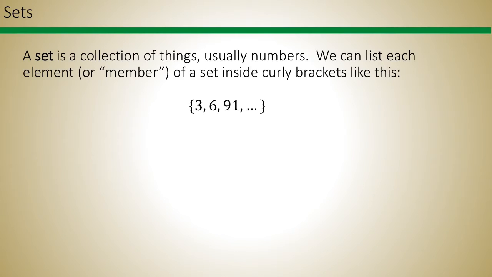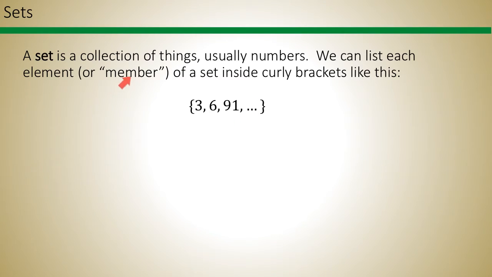Hello everyone, today we're going to be talking about set notation. So a set is a collection of things, which is usually going to be numbers, and we can list each element or member of a set inside curly brackets like you see down below. So right here we have a set of numbers, and these three dots right here kind of tell us that our set is going to go on forever. So there's a lot more items in this set, okay?